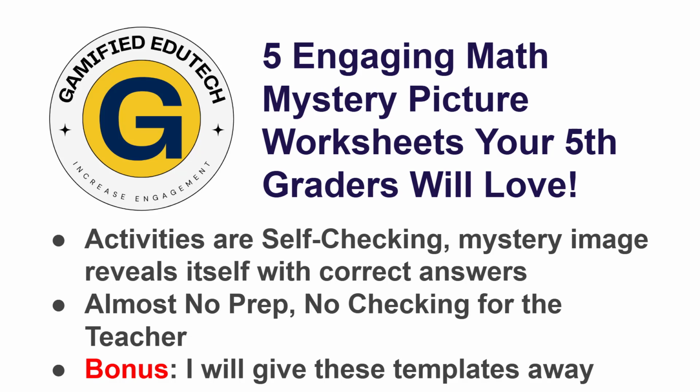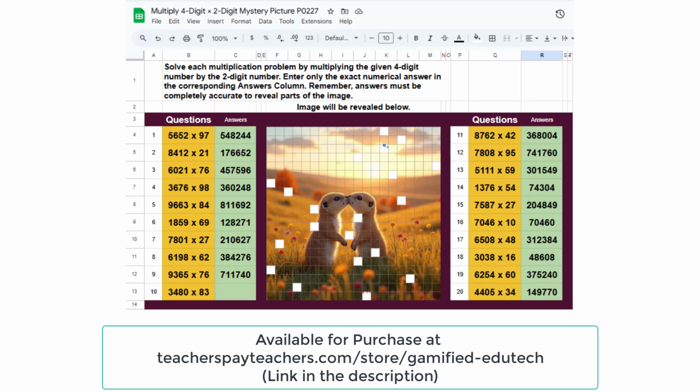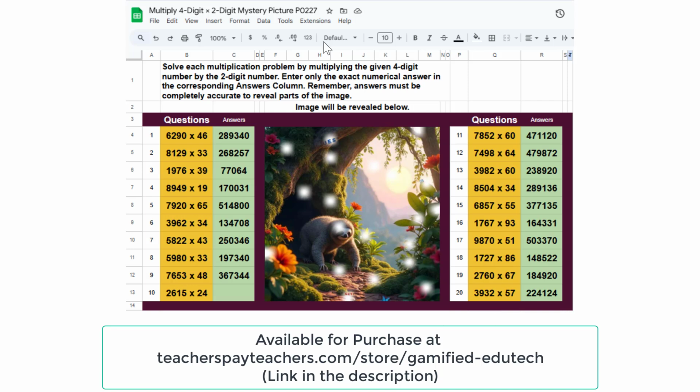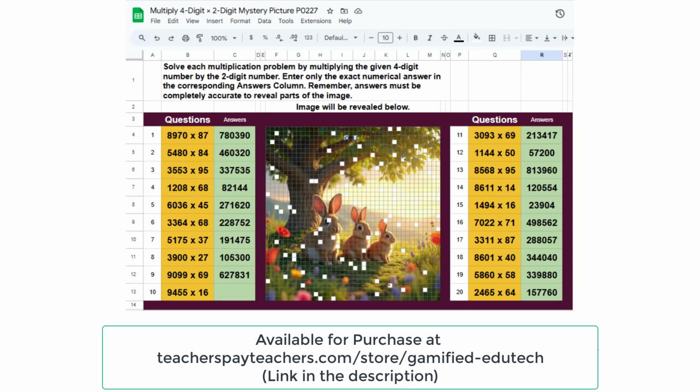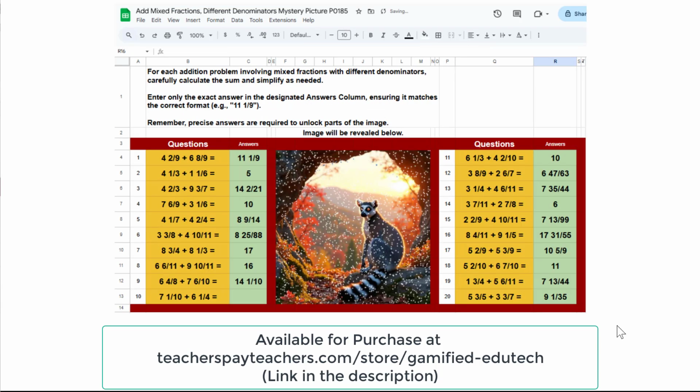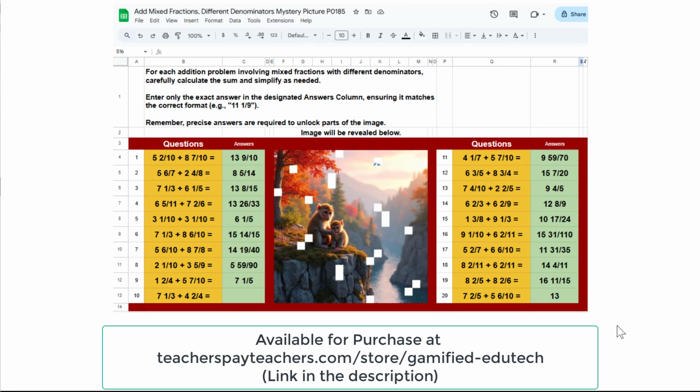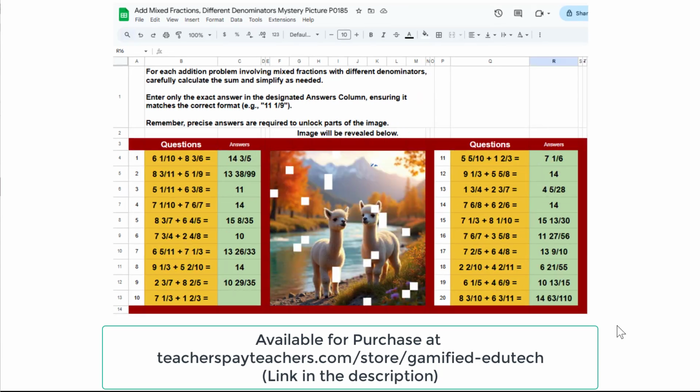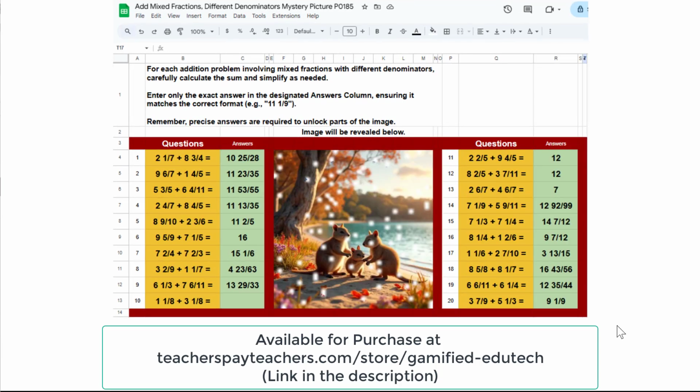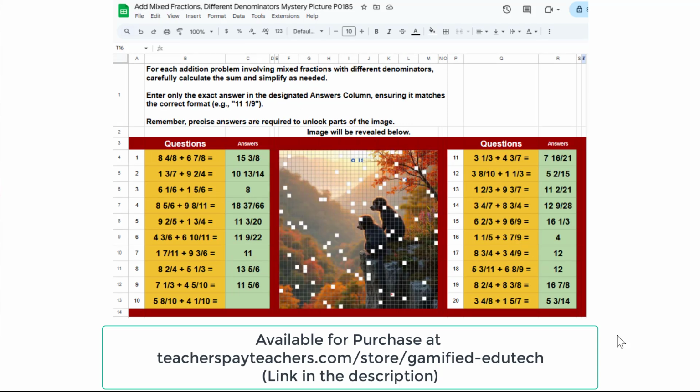All right, the first one is 5 worksheets with 100 unique questions total to master multiplying 4-digit by 2-digit numbers. Students will love revealing animal-themed images featuring a koala, bear, bunnies, and more. Add mixed fractions with different denominators to practice mixed fractions addition. 5 different worksheets with 5 different mystery pictures of animals for a delightful challenge.